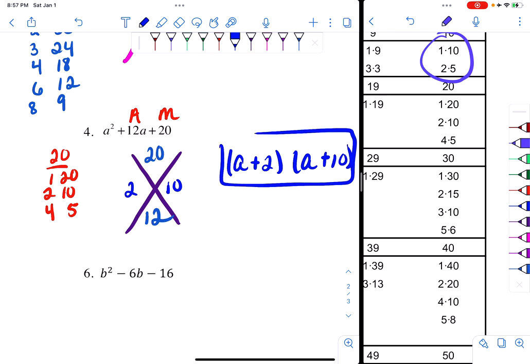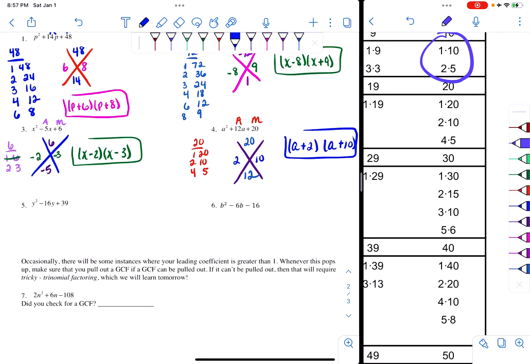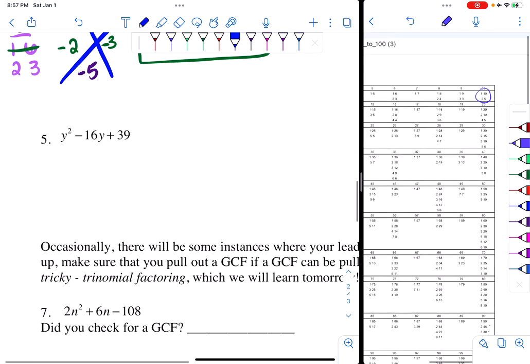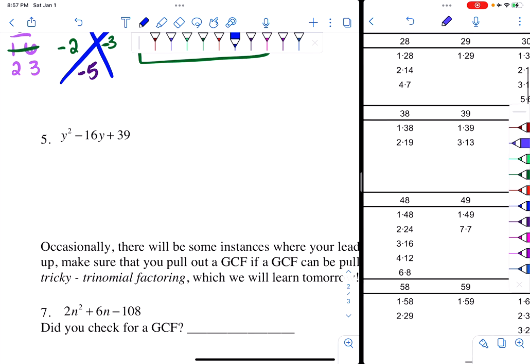And that's it. This is how we factor. So this is factoring trinomials. We need to know how to use our factor pair sheet. Number 5, y squared minus 16y plus 39. 39 is a weird number, so we go to our factor pair sheet.